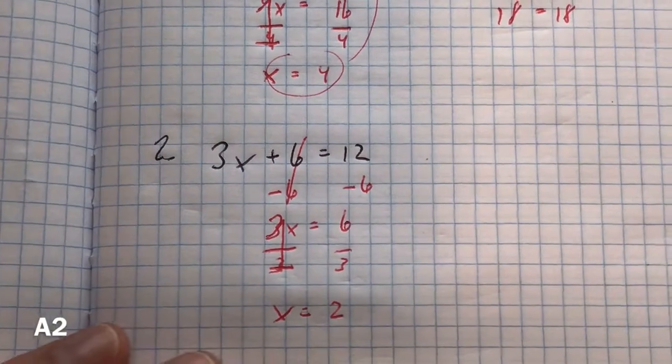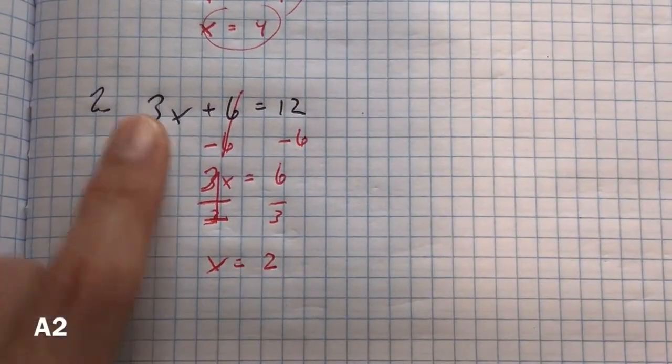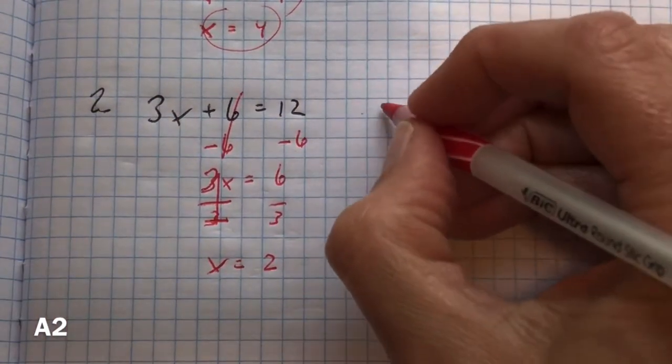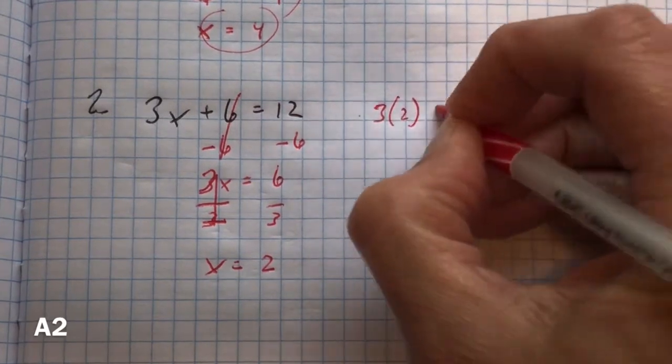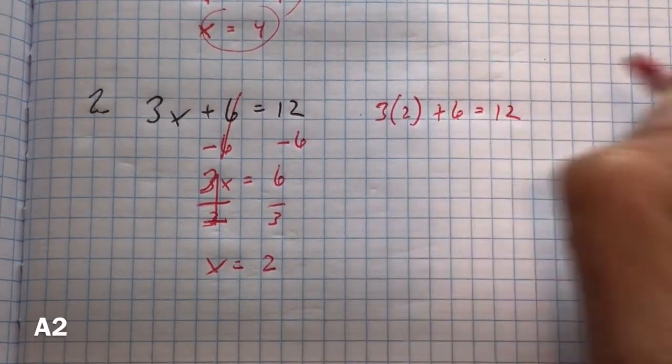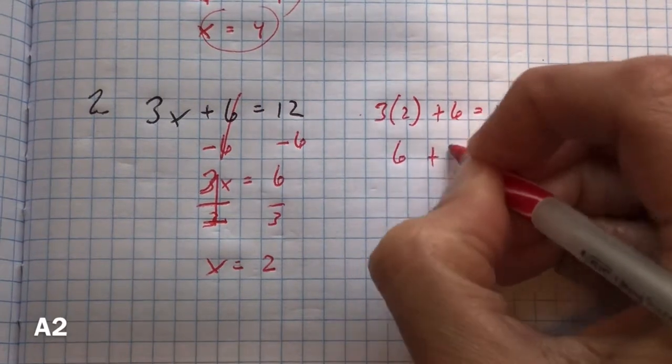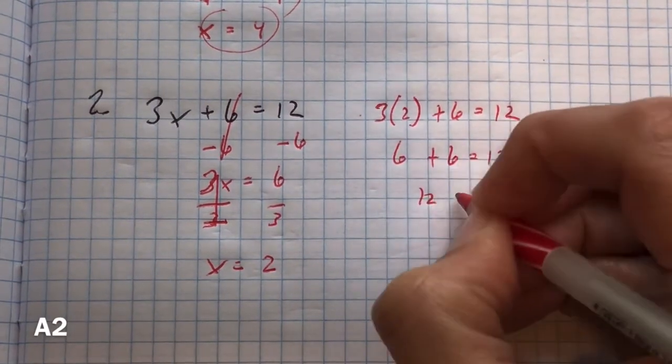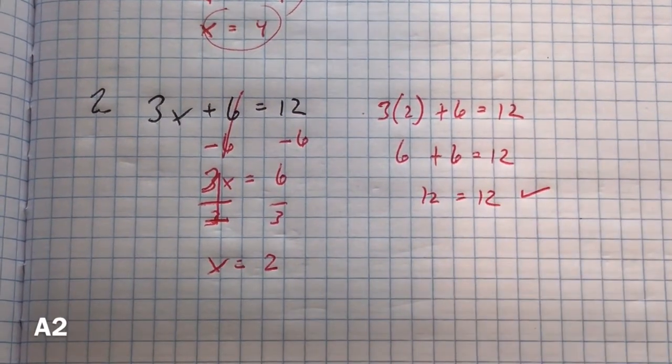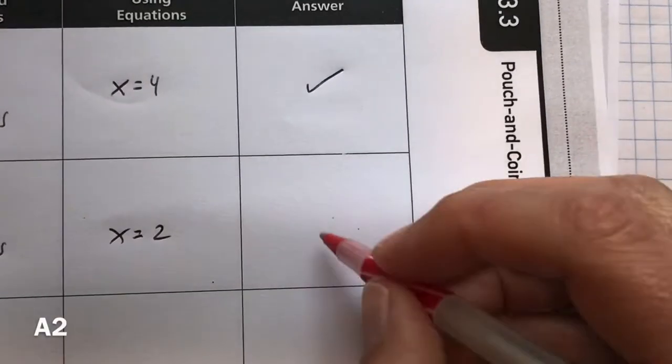And look at this one. So this time we're going to put that 2 inside there for that x. So we do 3 times 2 plus 6 equals 12. So 6 plus 6 equals 12, and 12 equals 12. That checks. So when we check our answer, done.